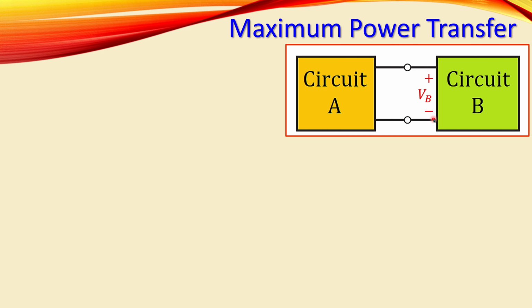So we have a voltage across the terminals of circuit B, and also there will be a current flowing into circuit B. We would like to maximize both of them, or actually find the optimum value to get the product of these two as large as possible. So the maximum value of these two together as a product.